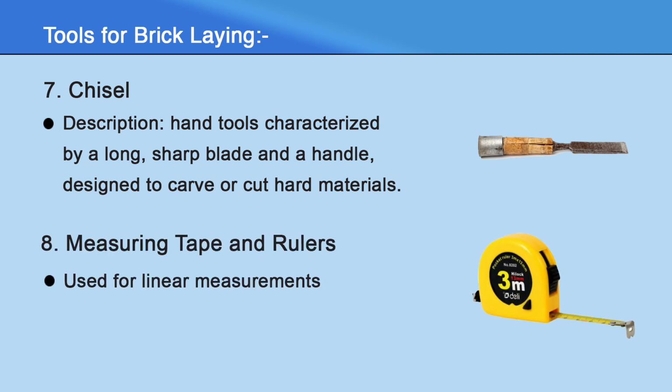Measuring tapes and rulers. Measuring tapes, typically made of flexible metal or fiberglass, are retractable devices used to determine linear dimensions. Rulers, on the other hand, usually made of wood, metal, or plastic, provide a rigid measuring edge ideal for shorter and straight measurements. Both tools are crucial for ensuring dimensional accuracy and consistency in construction projects.